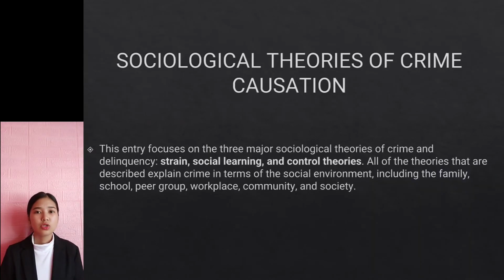3. Sociological theories of crime causation. So this entry focuses on the three major sociological theories of crime and delinquency: strain, social learning, and control theories. It also briefly describes several other important theories of crime, most of which present elaborations of these three theories.